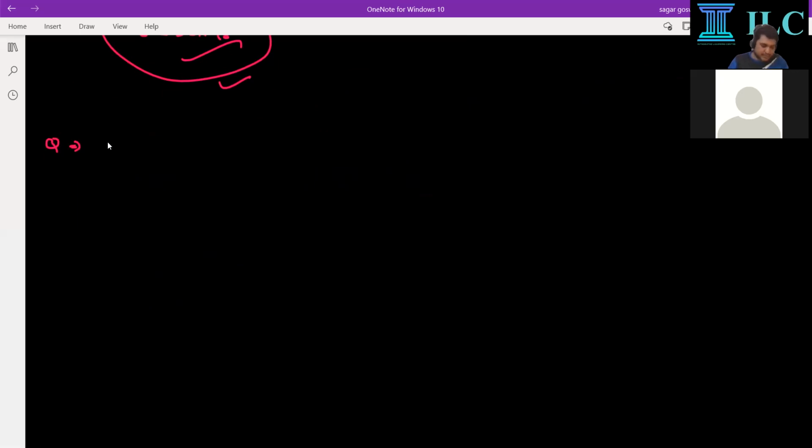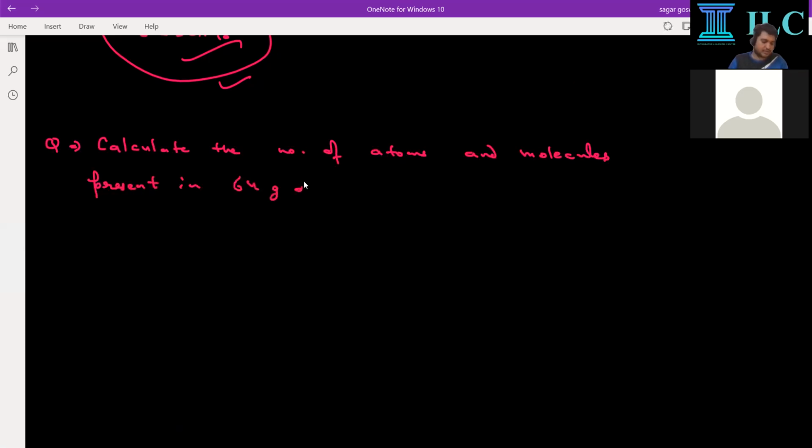So now I'm starting with the questions. Calculate the number of atoms and the molecules. I am asking molecules also. I will tell you how we can find out. This is your initial stage, you are just learning the things. It is not your exam. You have to learn how to do it. 64 gram of S8 molecule. This is the sulfur molecule S8.